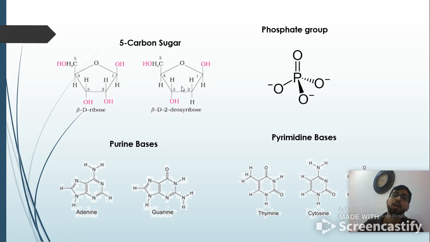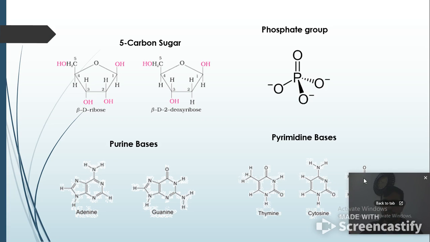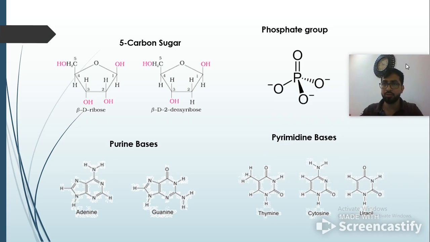Now, this is the phosphate group, which we will get after the cleavage of the nucleic acid. These are the two purine-based bases: one is adenine, another is guanine. These are two bases which contain the purine system. And here we have three pyrimidine-based bases: one is thymine, one is cytosine, and the third one is uracil.